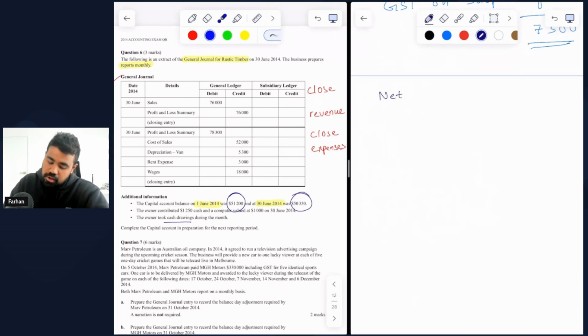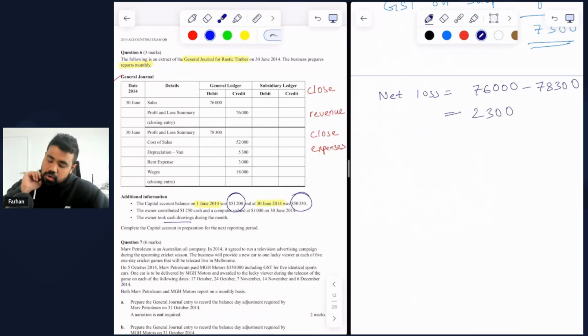Okay. So I can see that the sales are 76,000 in total, which is obviously lower than the total of expenses of 78,300. So let's just say we have a loss. So the reason we have a loss is because the sales are 76,000, which are lower than the total of expenses of $78,300. And what's the amount for the loss? It's $2,300. Okay. All right.